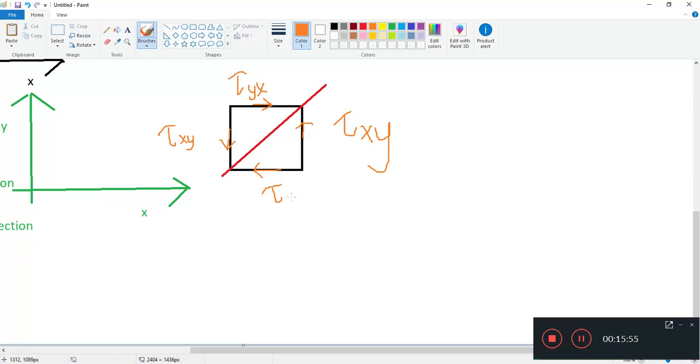Anyway, so this is a shear stress. It is acting on a plane perpendicular to the y direction. So again, this is y. And what direction is it going? It's parallel to the x direction. So this is a shear stress acting on the plane perpendicular to the y direction, going in the x direction. So that's how we name stresses.